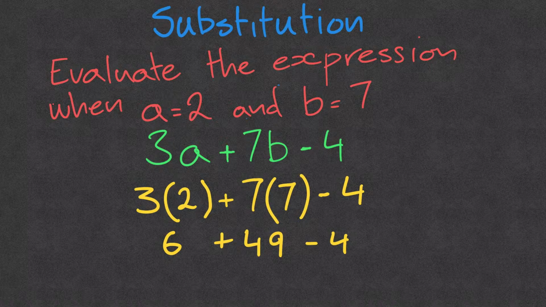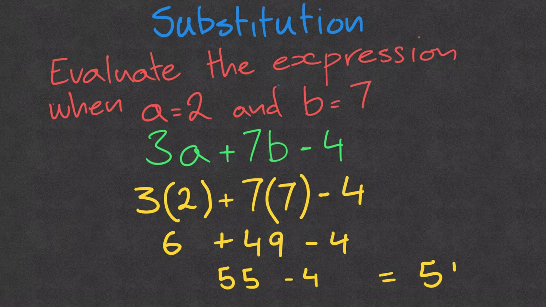And now we just need to combine these. So 6 plus 49, or 49 plus 6, is 55. We're going to take 4 away from that. Now 55 take 4 is equal to 51. Let's try another.